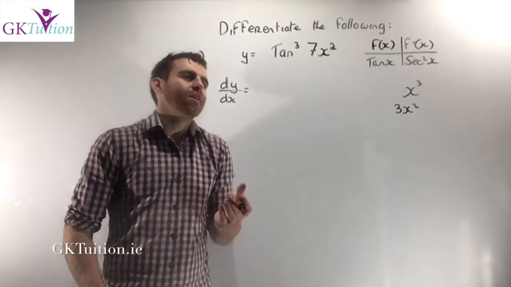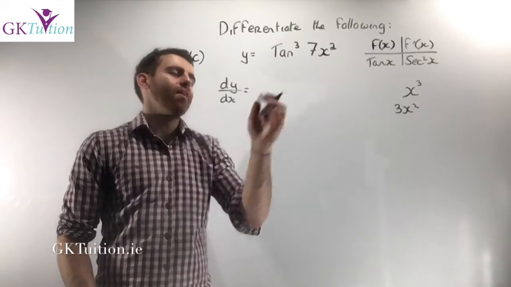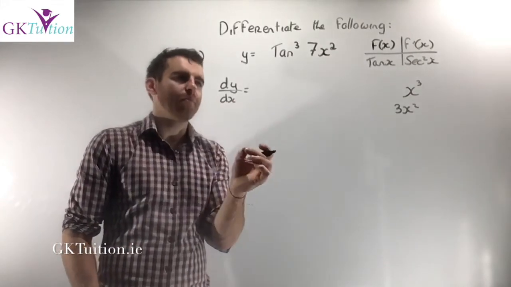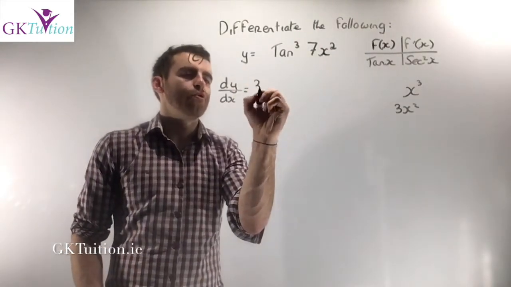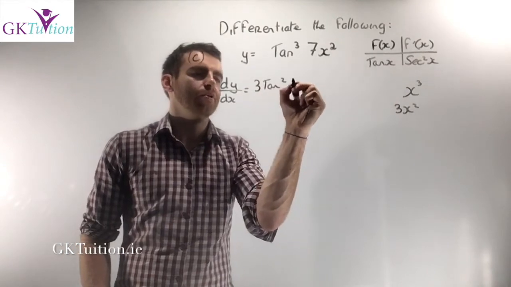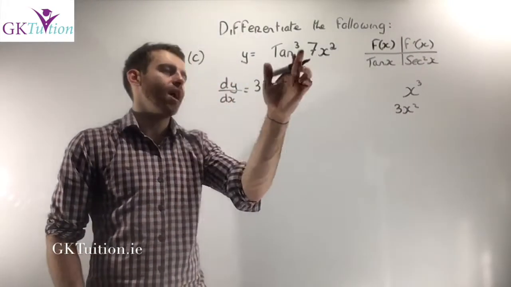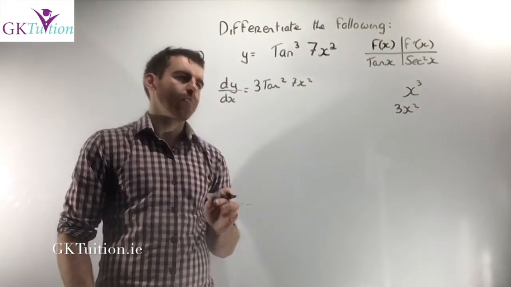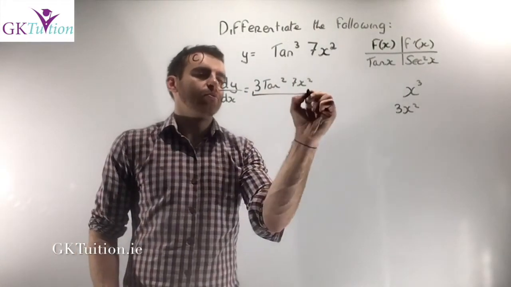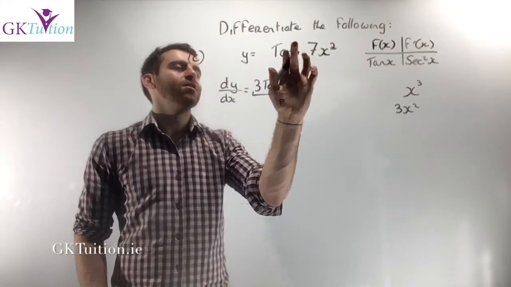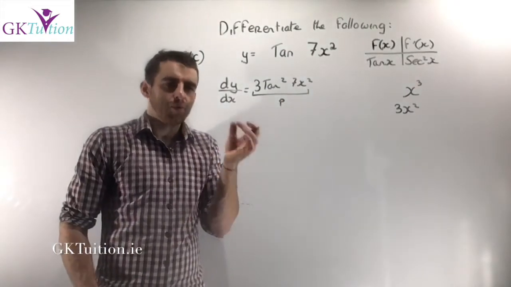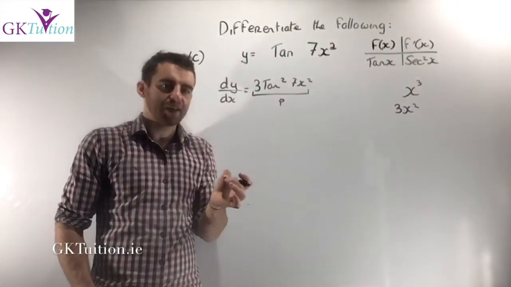With that in mind, I can say that tan cubed 7x squared, if I only dealt with the power, would become 3 tan to the power of 2 7x squared. X cubed is 3x squared, tan cubed is 3 tan squared. So that's the power dealt with, and in your mind you should imagine the power is completely gone. We're now differentiating tan 7x squared.